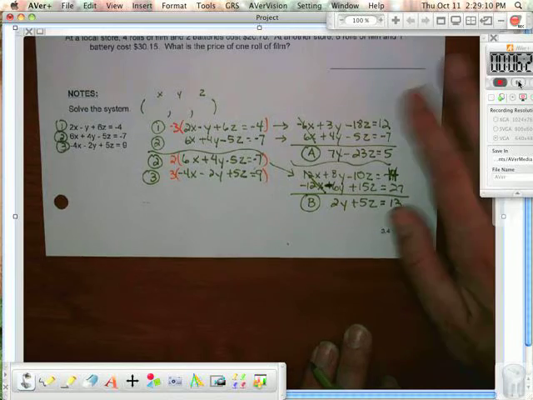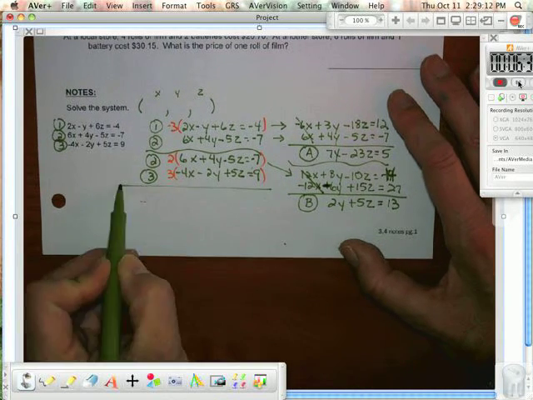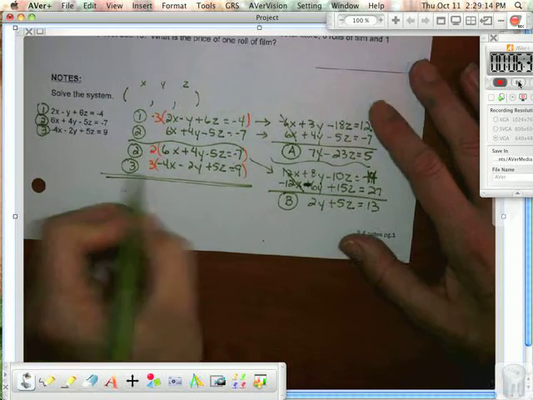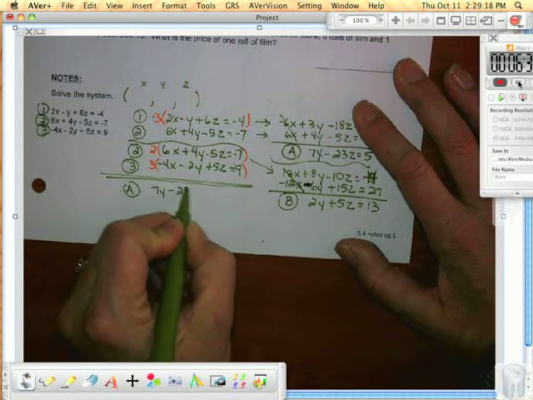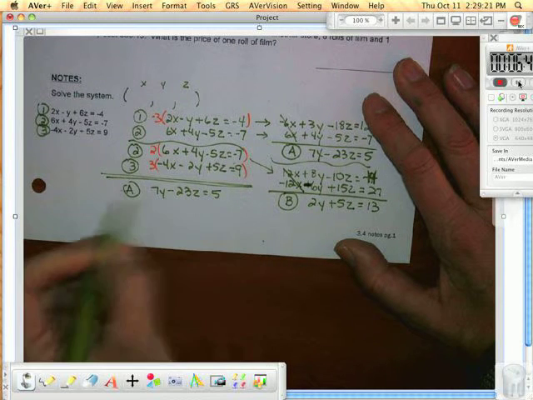Watch. So I'm going to go over here now, and I'm going to write A over: 7y minus 23z equals 5. And I'm going to write B over.